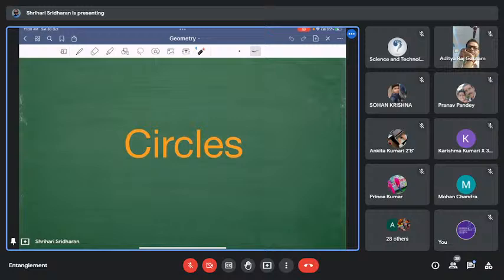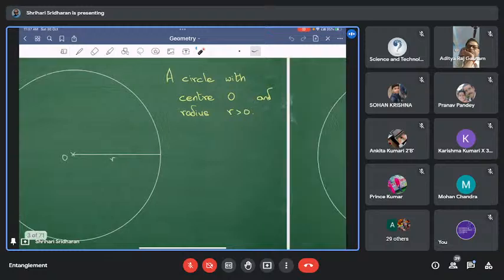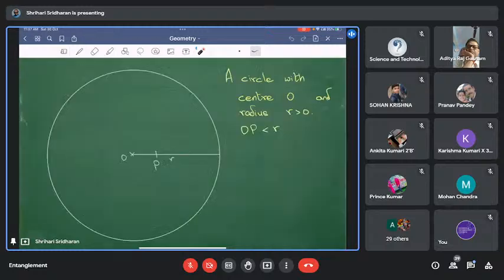Let's start with circles. So I'm going to make a tiny construction and see what we come up with. I'll take a circle. Let this be a circle with center O and radius R. The radius is strictly positive. Of course, you have a circle and therefore the radius is bigger than zero. Now I want to take a point P inside the circle. If I take a point P inside the circle, then I know that the distance OP should be strictly smaller than R, R being the radius of the circle.